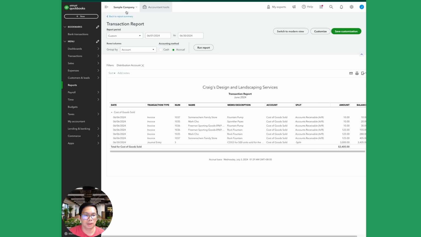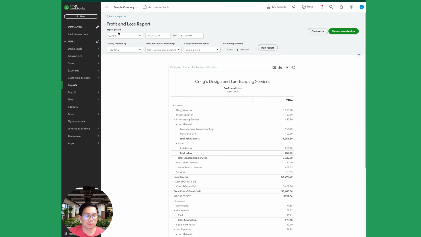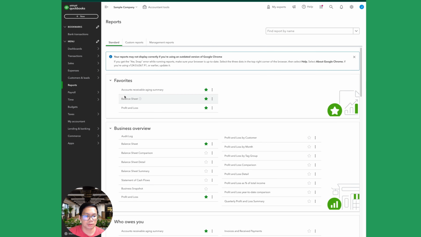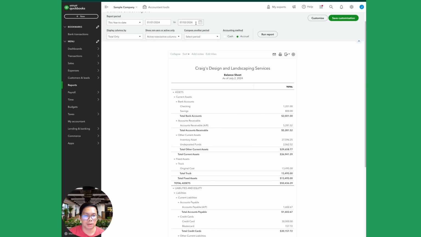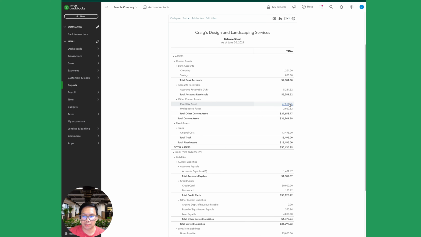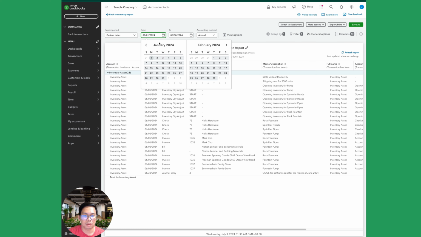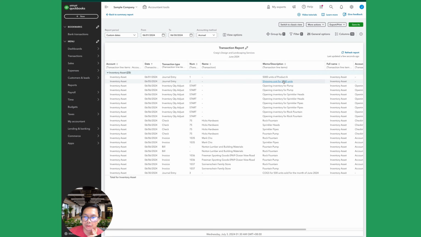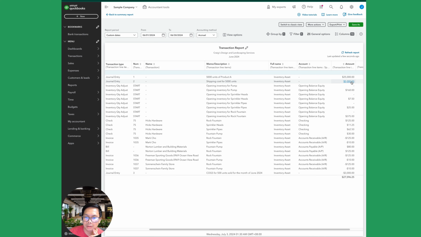Now let's find the inventory balance on the balance sheet. Let's go back to reports and balance sheet. Let's make it ending June 30. And as we can see, we have an inventory asset of this amount, and I think that's also mixed up. So let's open that and let's filter this as June only. Now we have the purchase of 5,000 units in the amount of $25,000, and the shipping cost of $5,000 and the cost of goods sold of $3,000.